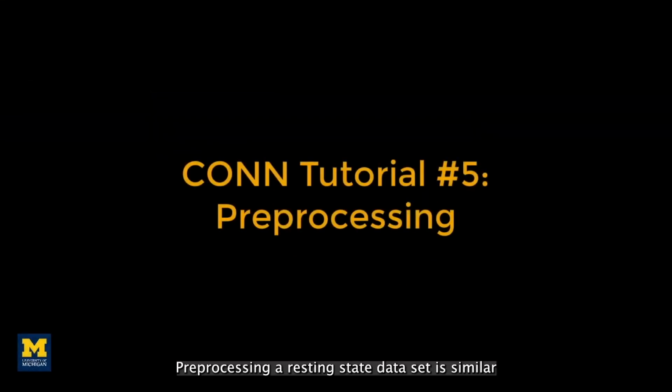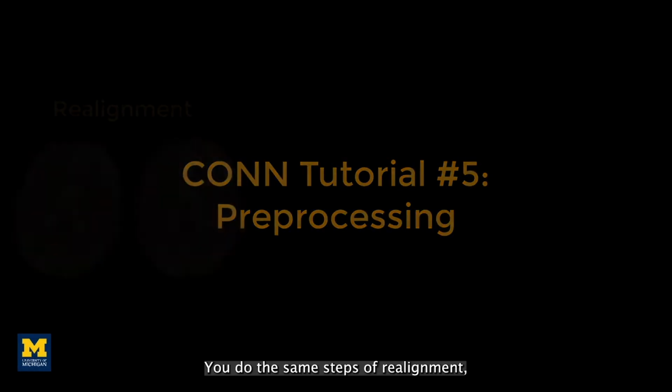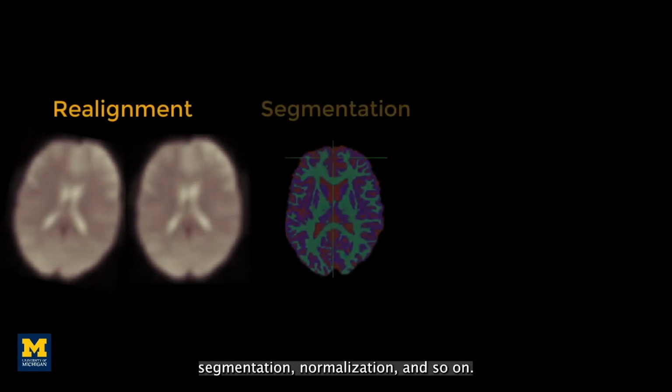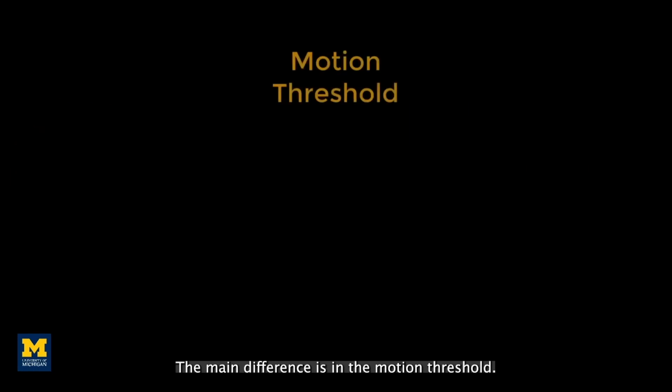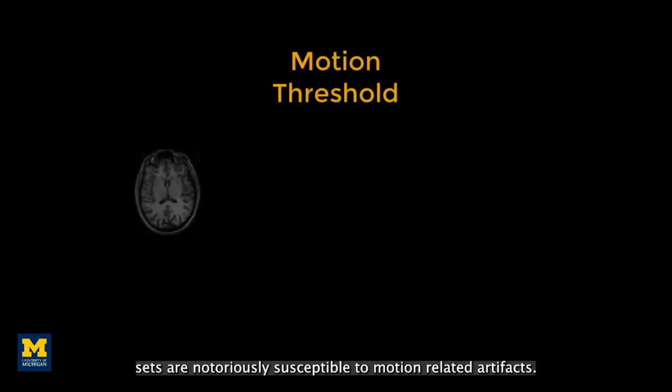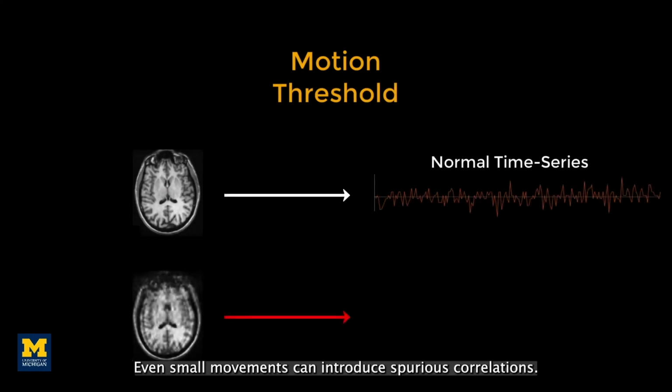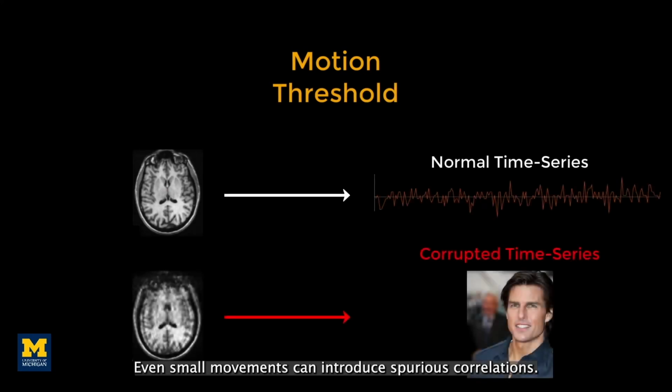Pre-processing a resting state dataset is similar to how you pre-process a task-related dataset. You do the same steps of realignment, segmentation, normalization, and so on. The main difference is in the motion threshold. Resting state datasets are notoriously susceptible to motion-related artifacts. Even small movements can introduce spurious correlations.